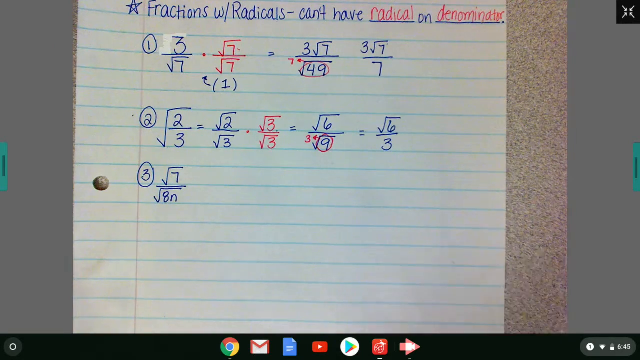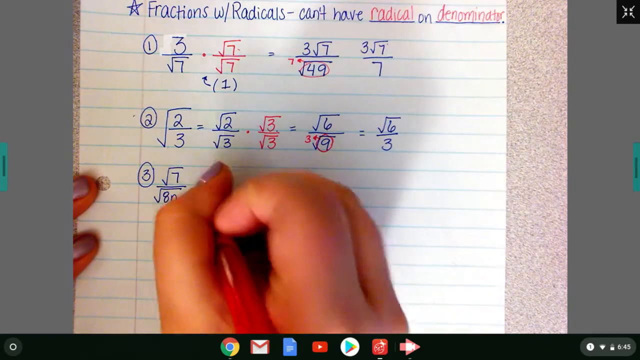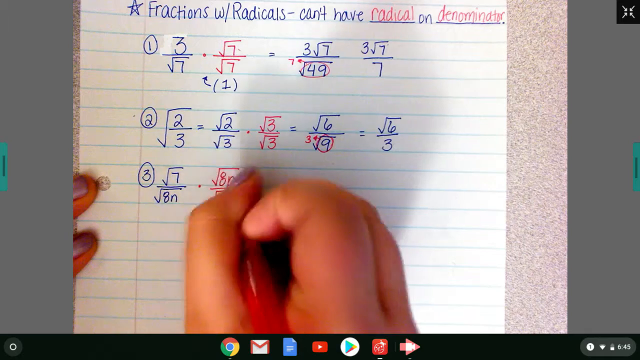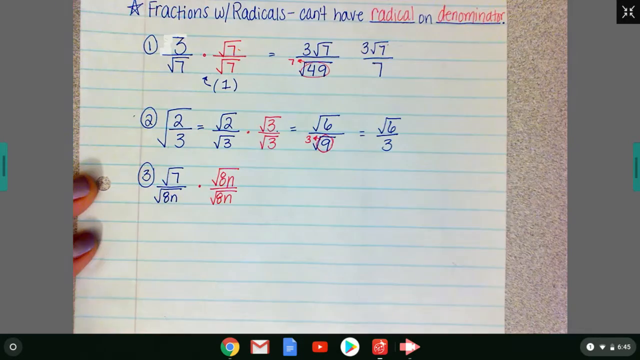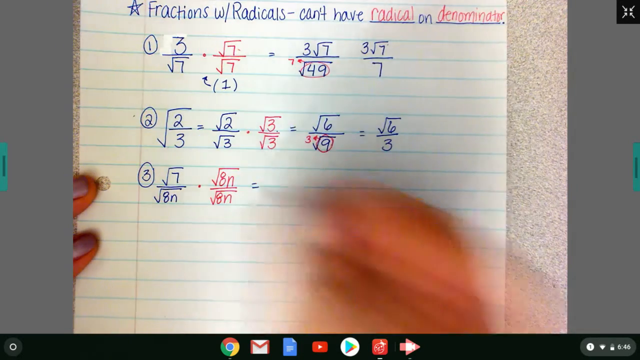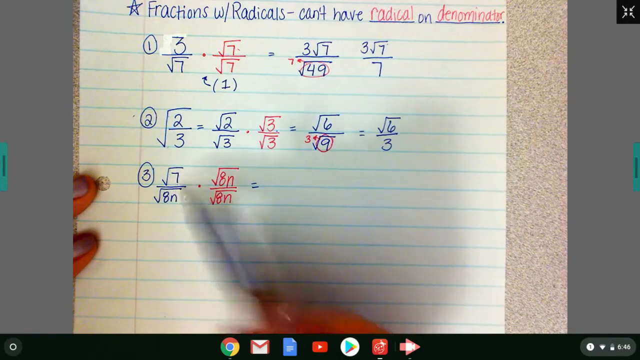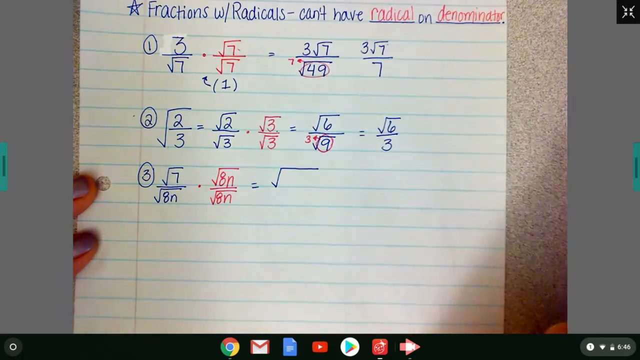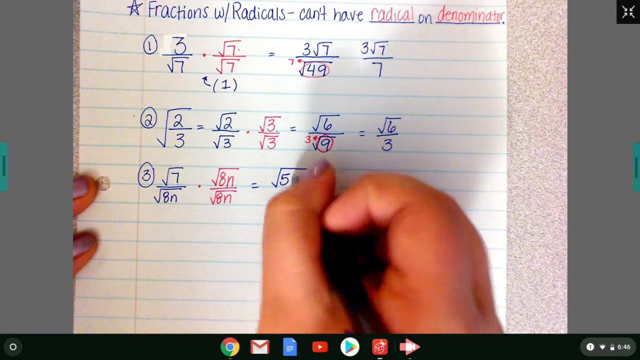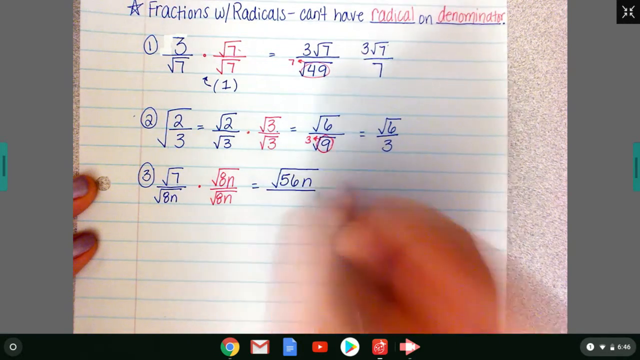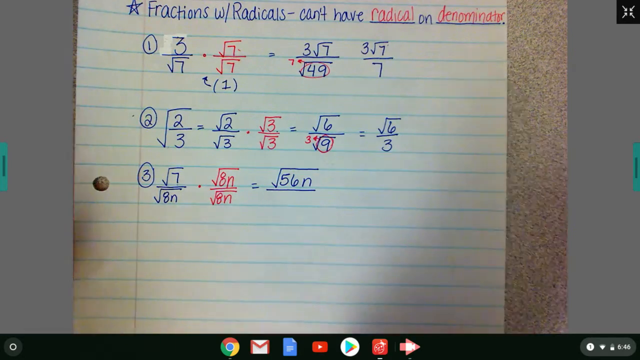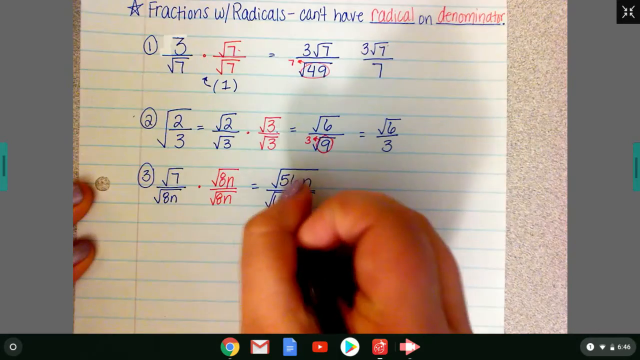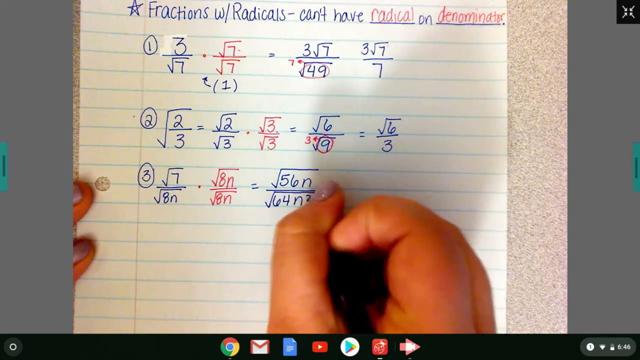So again, I've got a radical on the denominator. I need to multiply by a special 1, which is root 8n over root 8n. On my top now, I've got root 7 times root 8n. I can put everything under the radical together. 7 times 8 is 56. And then on the denominator, I have everything together again. So 8 times 8 is 64. n times n is n squared.